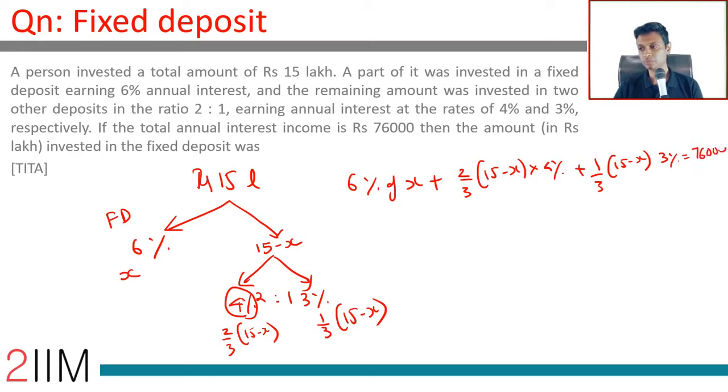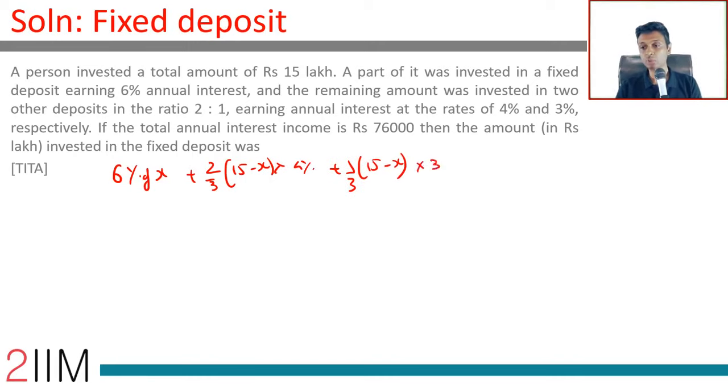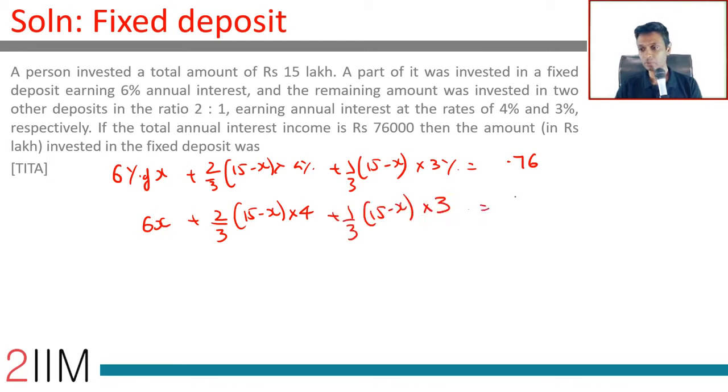76,000. But remember, this is in lakhs, that is in 1000. We need to simplify that. I'm going to rewrite this expression. 6% of X plus 2/3 of (15 minus X) into 4% plus 1/3 of (15 minus X) into 3% equals 0.76 lakh, or 6 times X, multiplying by 100, plus 2/3 of (15 minus X) into 4 plus 1/3 of (15 minus X) into 3 equals 76. Simplify this and we can find X.